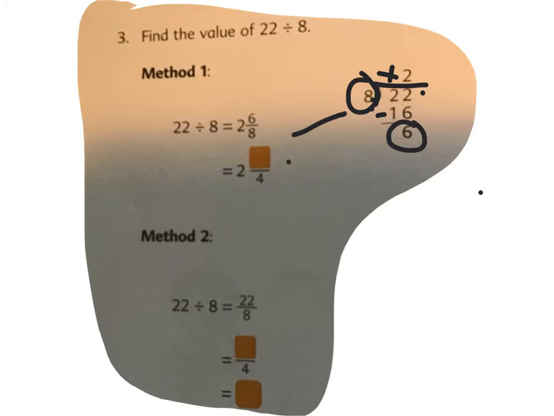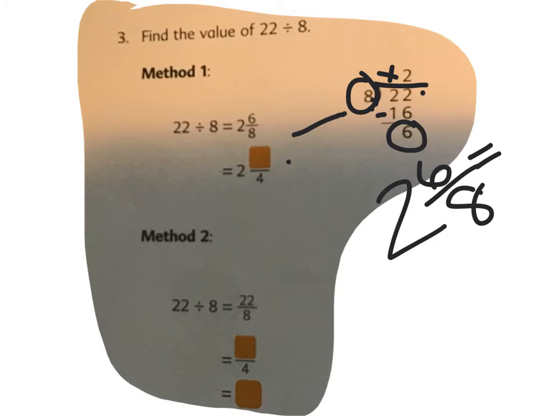So don't look at this yet. 2 and 6/8. Just like we did last week, these are not simplified. You need to simplify it. What number goes into both 6 and 8 evenly? 2. So 6 divided by 2 is 3. 8 divided by 2 is 4.